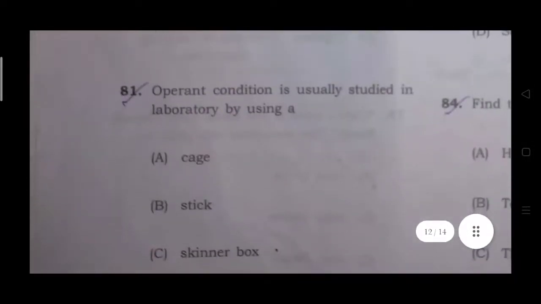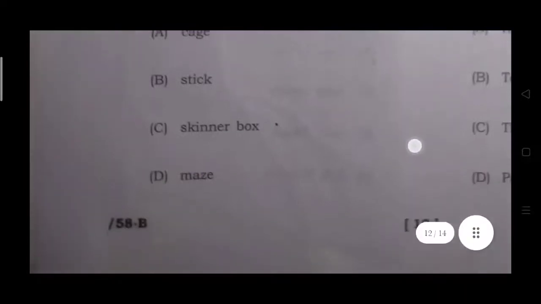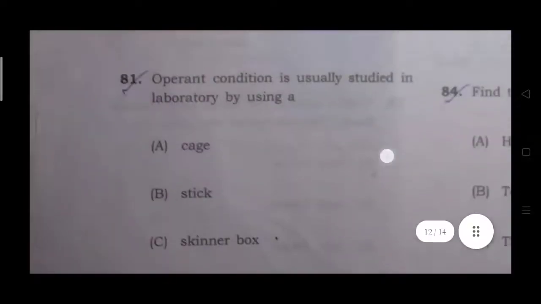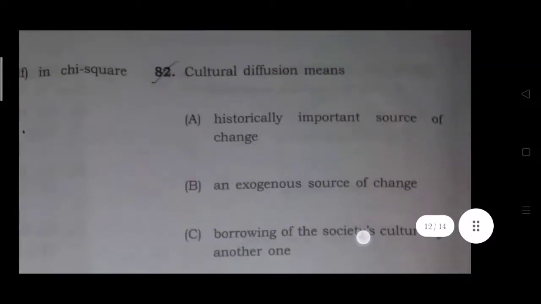81. Operant conditioning is usually studied in the laboratory by using a. That is option C, Skinner box, is the correct answer. Next, 82. Cultural diffusion means.